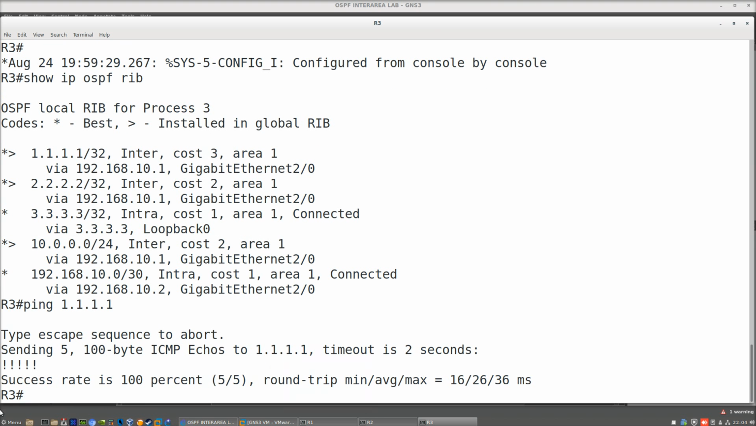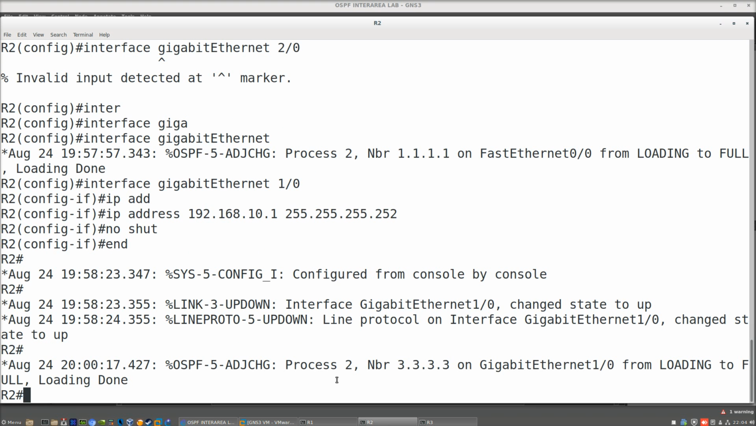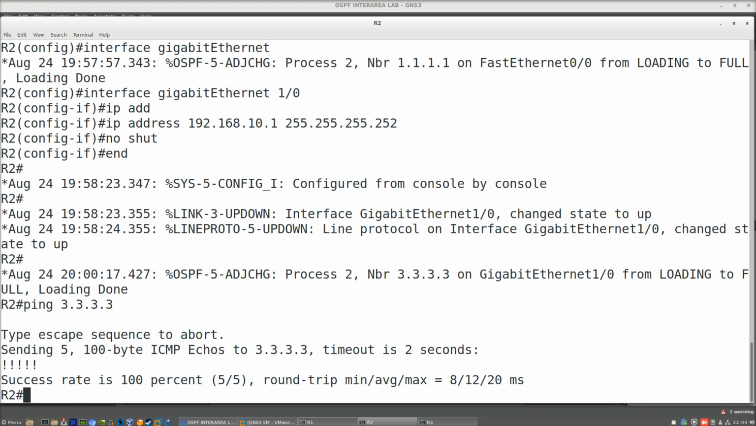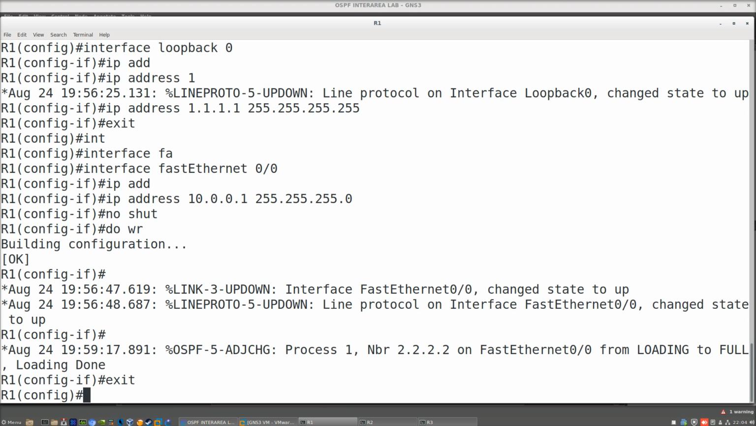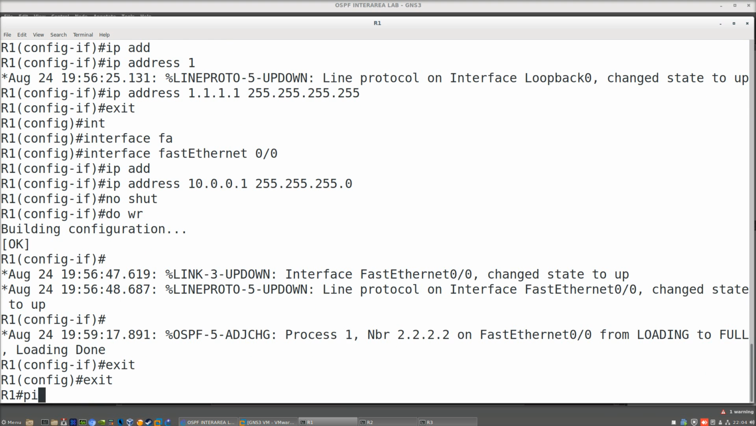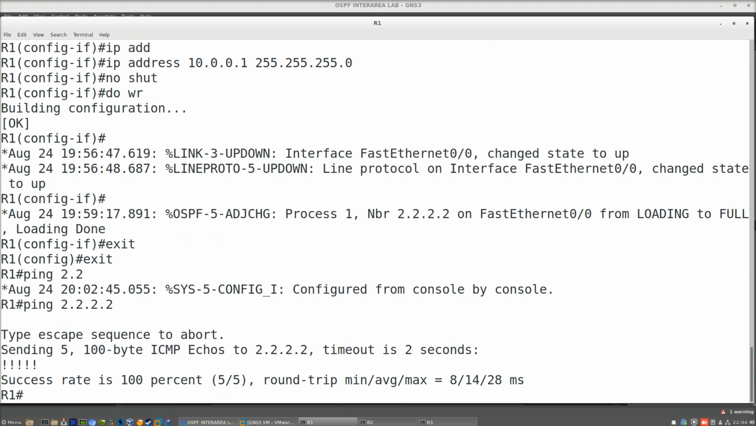1.1.1.1, and we see it's successful. And also from here we can ping 3.3.3.3, and from here we can ping now 2.2.2.2. So we have inter-area OSPF communication.